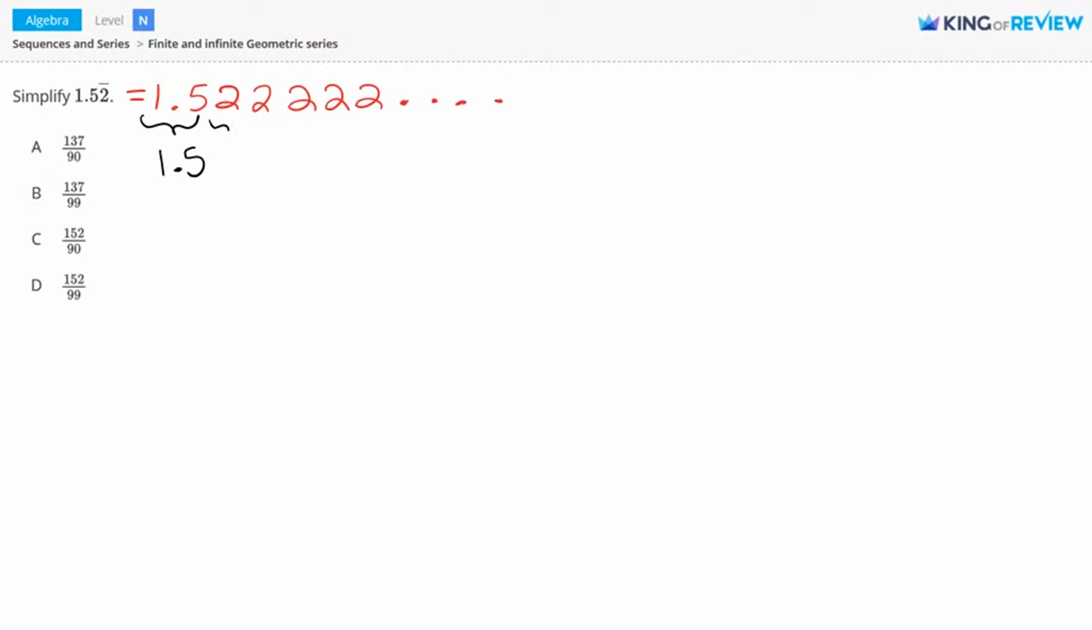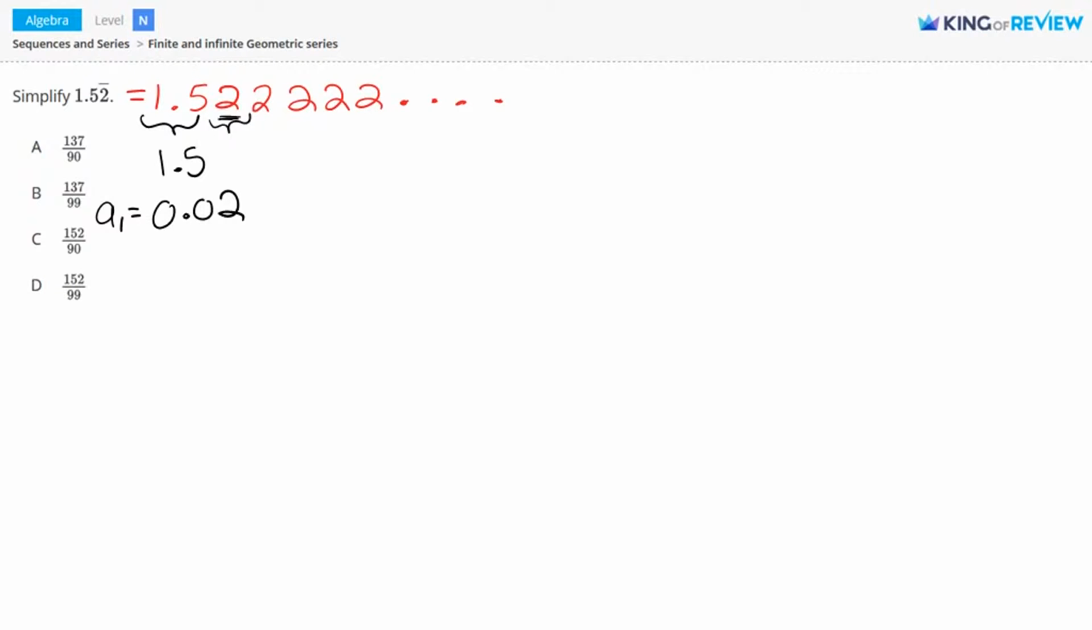And now let's look at the repeating portion of this repeating decimal. So it starts here with this 2. We're going to let this be our first term in this series. So we have A1, which is the first term, is equal to this 2 here. How do we write this 2? It would be 0.02. So this is our first term.